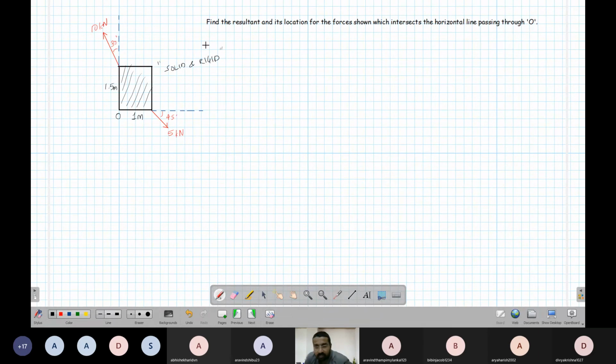Okay. Solid and rigid. So there is a rectangular body with dimensions of 1 meter and 1.5 meter. So find the resultant and its location for the forces. When we say resultant, how do we find the resultant of these forces?